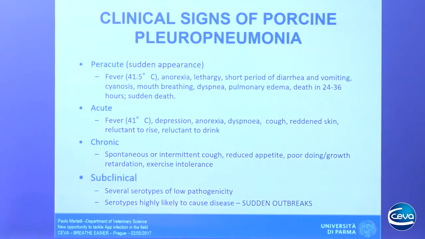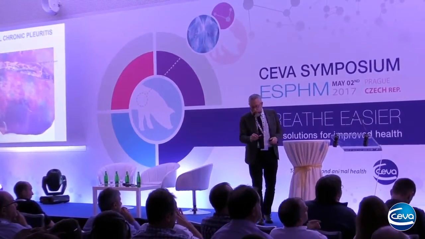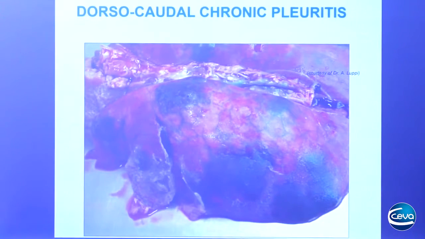Okay, here you have, that's just for students, but I want to show you the different phases, clinical forms of porcine pneumonia: peracute, acute, chronic, and subclinical disease also. But what I want to show you is the evolution from a pathological point of view. This is the typical pathological aspect of the lung from a pig that died from the acute form of the disease.